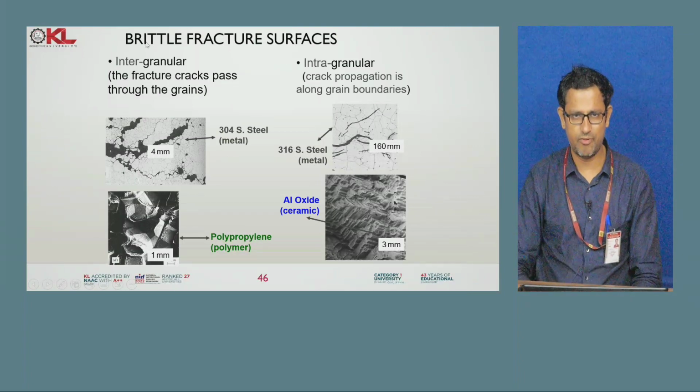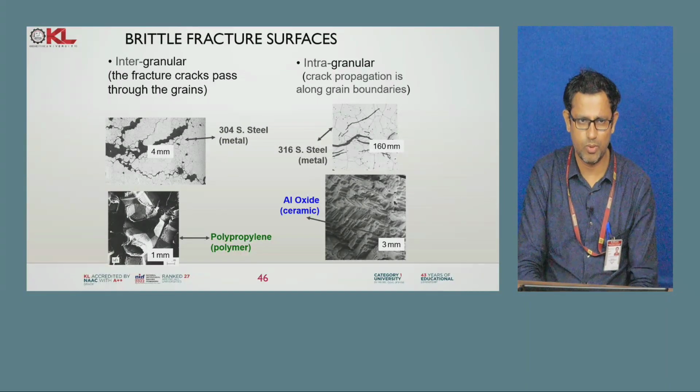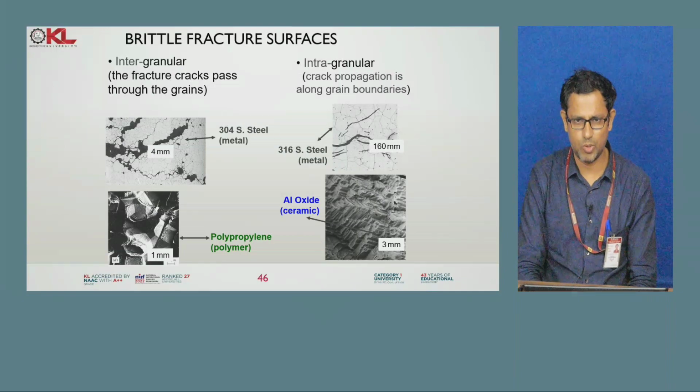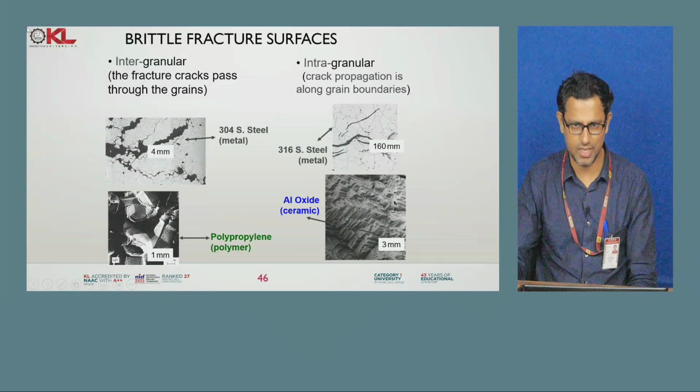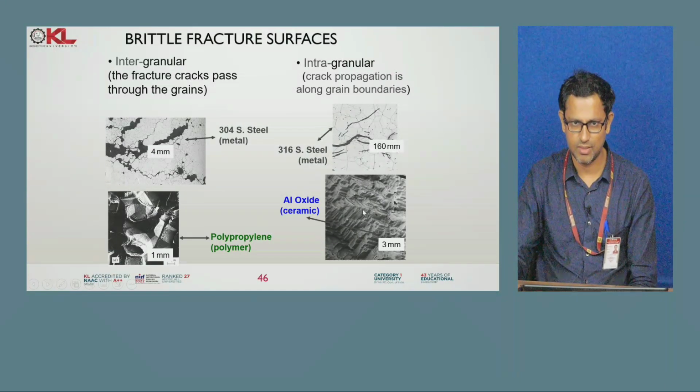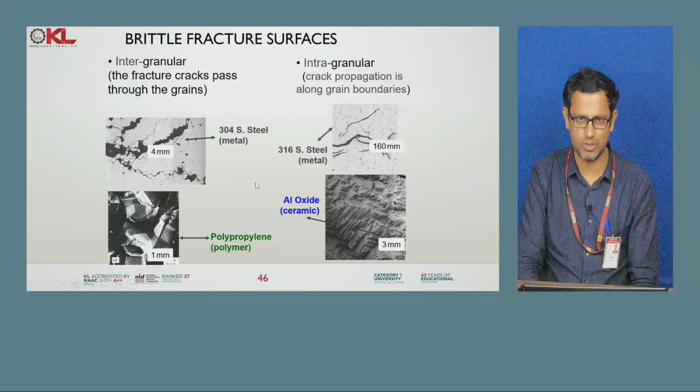For the brittle fracture, there are some more scanning electron microscope images. You can see here the ceramics, with steps, and the steel here with cracks in a flat region, and the crack here is for polypropylene. So these are the fractography studies for different materials.